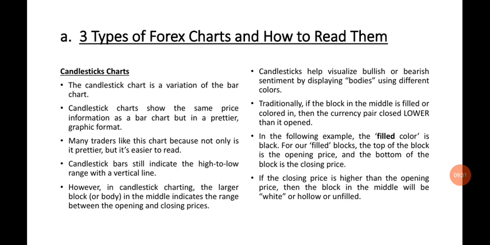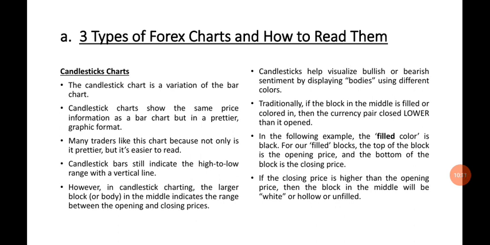Now, the third type of chart is the candlestick chart. The candlestick chart is a variation of the bar chart. Candlestick charts show the same price information as a bar chart, but in a prettier graphical format. Many traders like this chart because not only is it prettier, but it is easier to read. Candlestick bars still indicate the high to low range with a vertical line. However, in candlestick charting, the larger block or body in the middle indicates the range between the opening and closing prices.